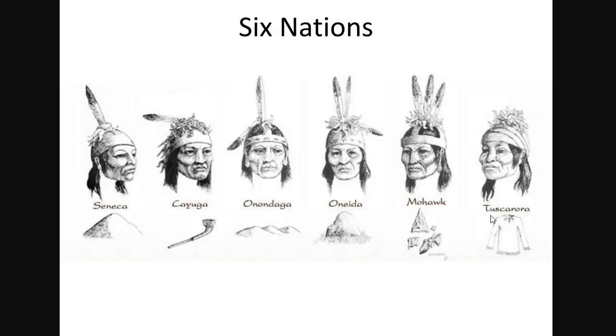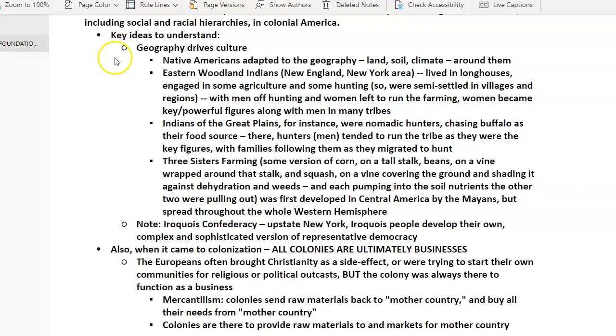We see big differences between Northern Italians and Southern Italians and Sicilians, and between the Swiss and the Germans and the French. Well, there was as much diversity among them as well. Okay. That's to be contrasted, for instance, with the Indians of the Great Plains, who were nomadic hunters, chasing buffalo as their food source. They lived in those teepees, we remember, yeah?